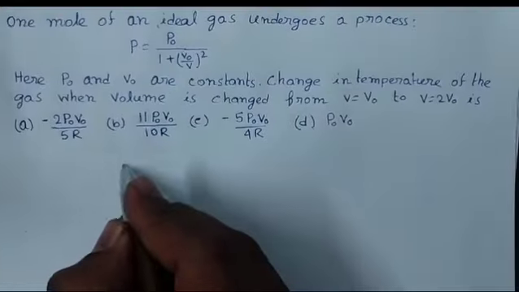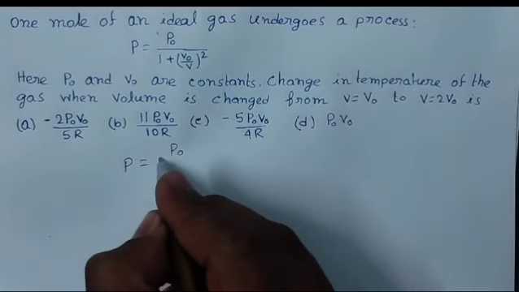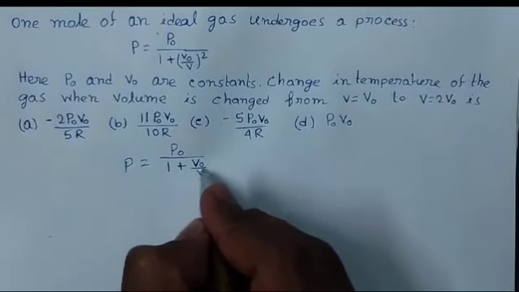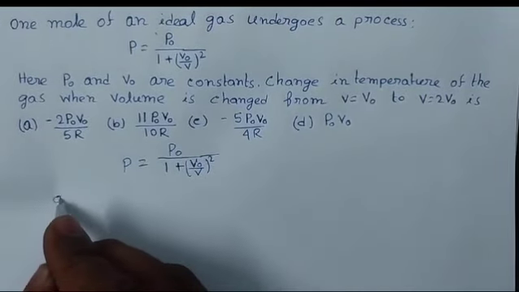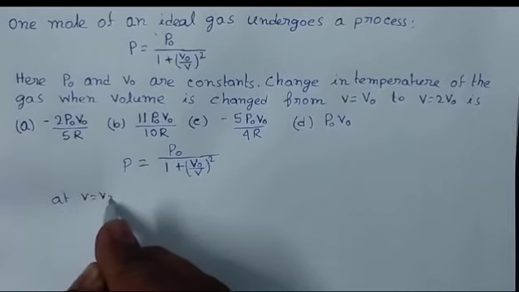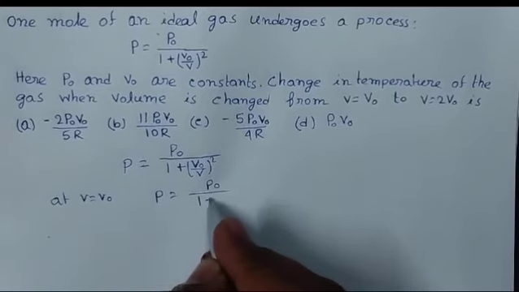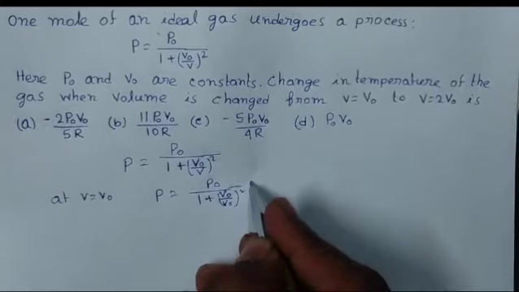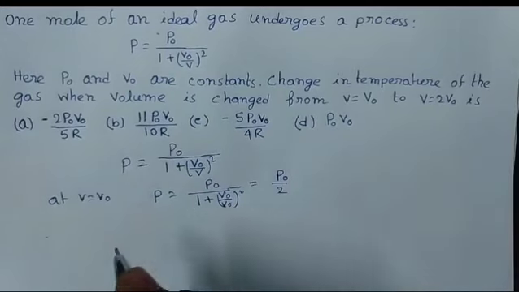So the pressure P is equal to P0 by 1 plus V0 by V whole square. Now at V equal to V0, pressure is P equal to P0 by 1 plus V0 by V0. So this is basically P0 by 2.